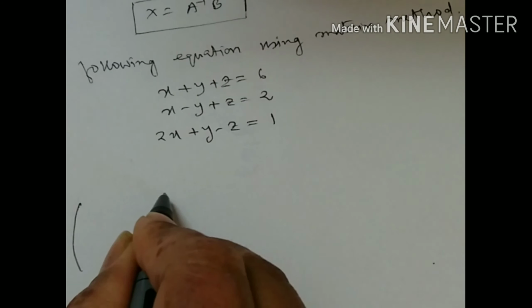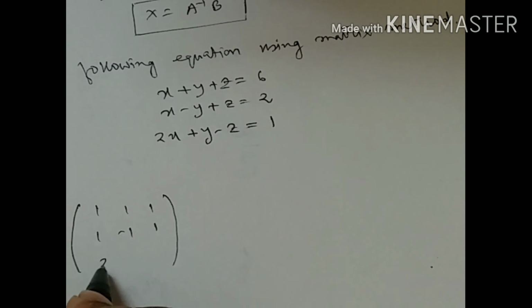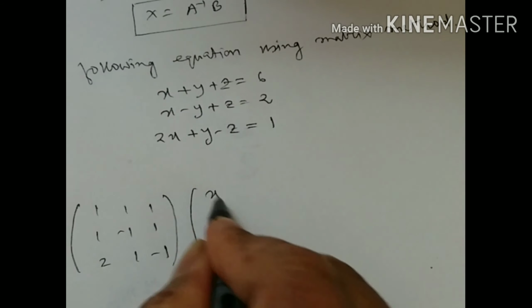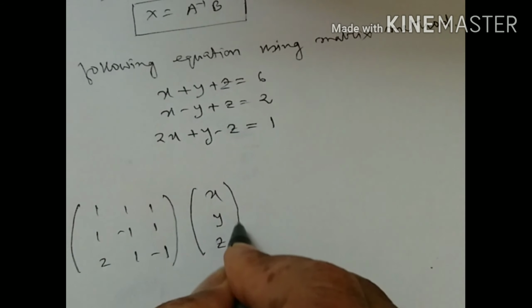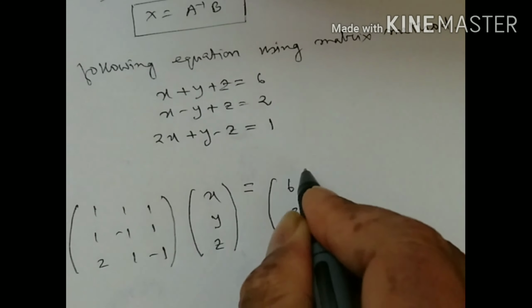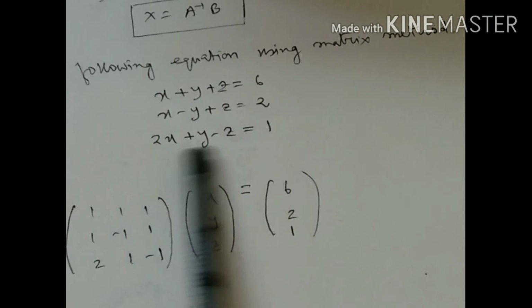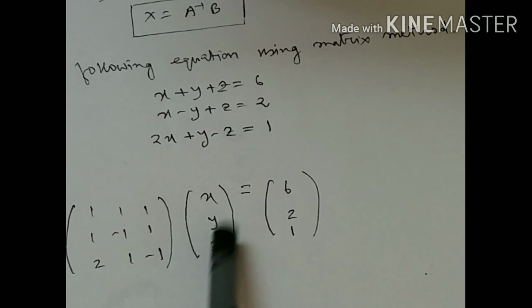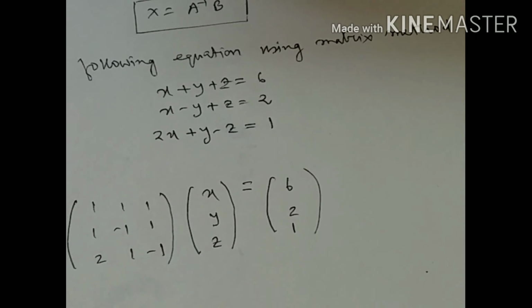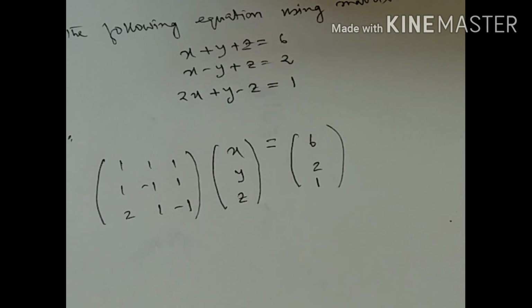First we write the coefficients: 1, 1, 1; 1, -1, 1; 2, 1, -1. The unknowns in this equation are x, y, z, written as a vertical column matrix. The right-hand side is 6, 2, 1. If we multiply and equate this matrix, then we will get these three equations: 1x + 1y + 1z = 6, 1x - y + z = 2, and similarly the third. So we will now do elementary row operations.